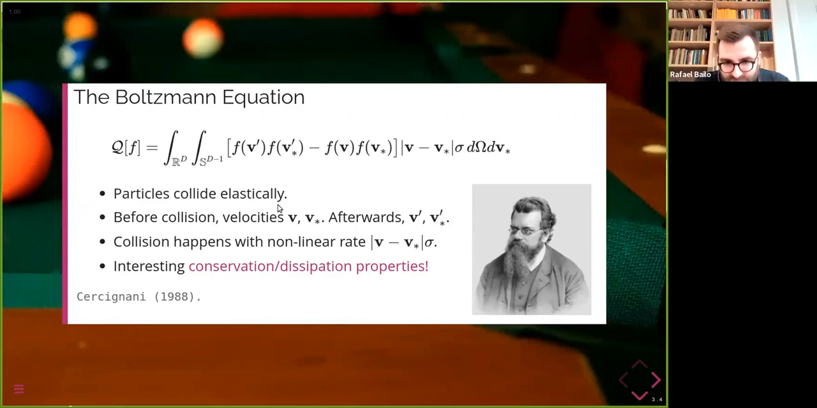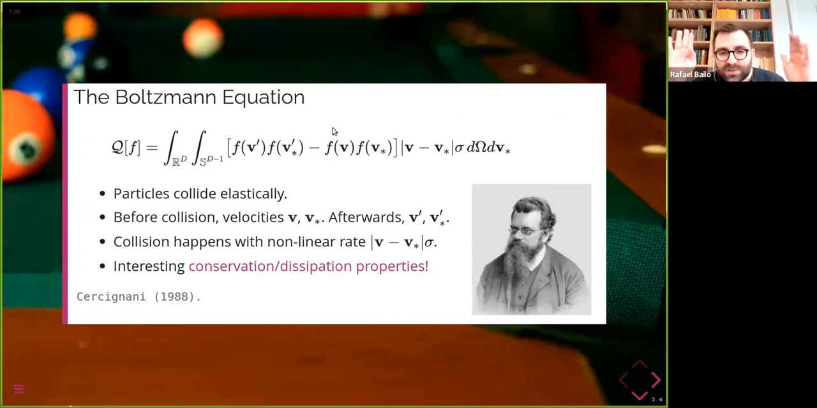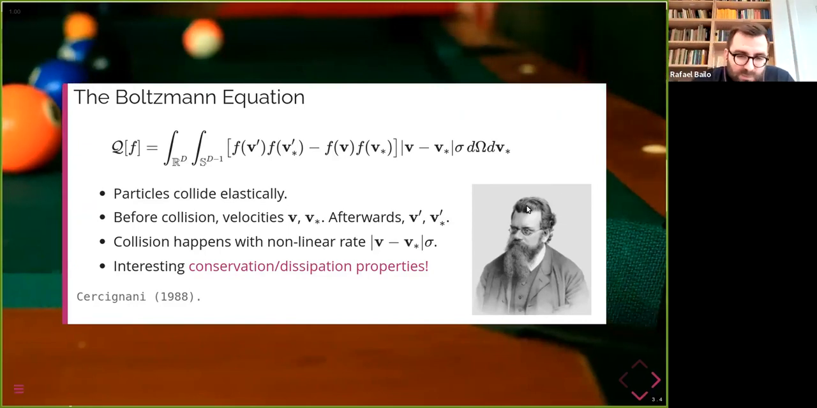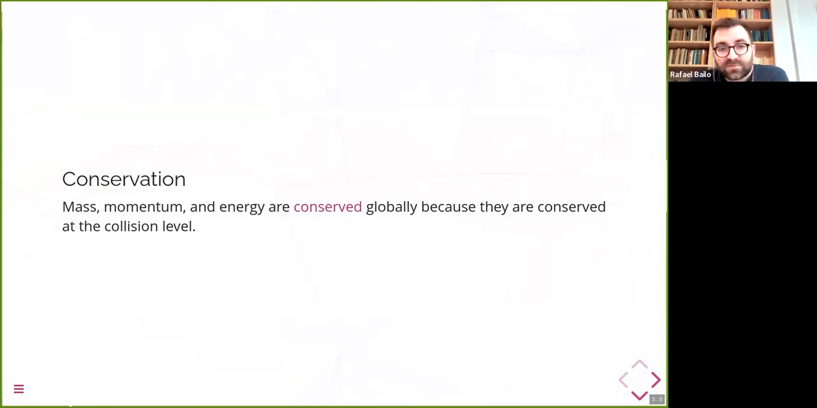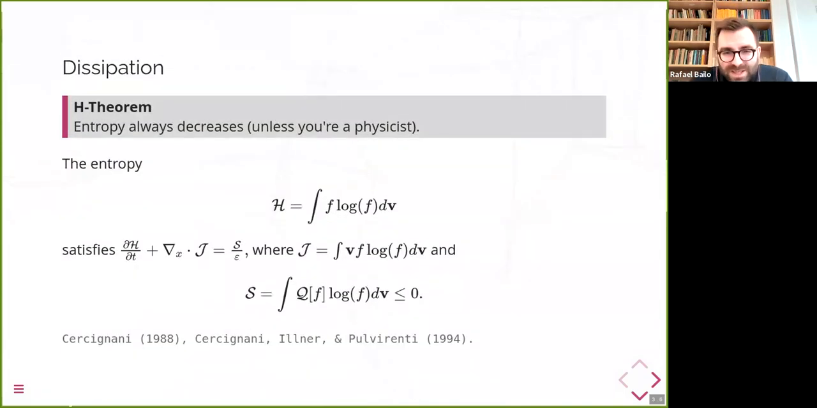So again, the collisions are elastic. There's a nonlinear rate of collisions. And this operator does have really nice properties which we care about, somehow some macroscopic properties. First of all, conservation. Every collision between two particles conserves the mass because we're not modeling a chemical reaction here. So two particles come in, two particles come out. They conserve momentum and they conserve energy. And because these things are conserved at every collision, they must be conserved globally. So that's the intuition. And more importantly, there's an H theorem, right?